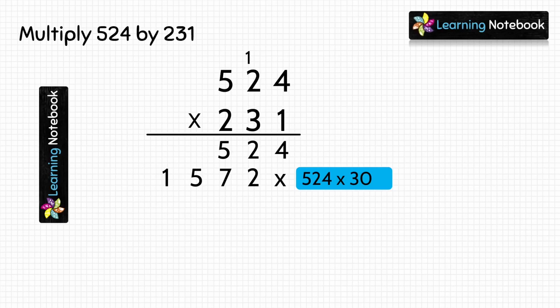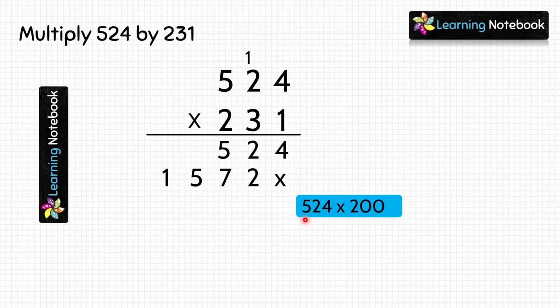Now, let's do step 3, where we will multiply 524 by 200. Now, since we are multiplying by 200, so first, we will put 2 cross or 2 zeros like shown here. Now let's multiply. 2 into 4 equals to 8. 2 into 2 equals to 4. And 2 into 5 equals to 10. So product of step 3 is 104800.